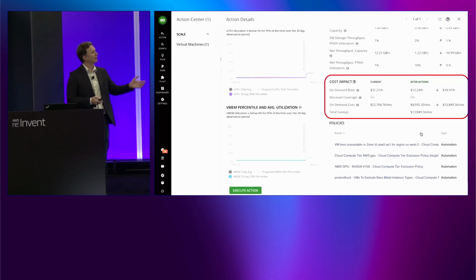So I'll just wrap it up here on this potential action so you can see overall the summary. The on-demand rate goes from $31.21 an hour down to $12. It does take into account RIs and savings plans. And then you see the on-demand cost, which again rolls up to around $13,800 savings per month. And this is just from one single GPU instance. So imagine if you have quite a big investment, then you're going to see even more savings.